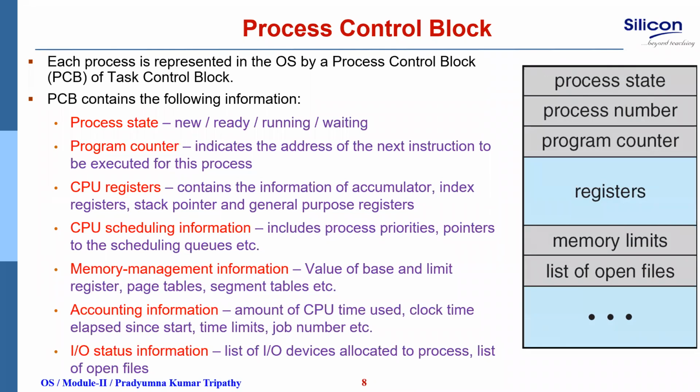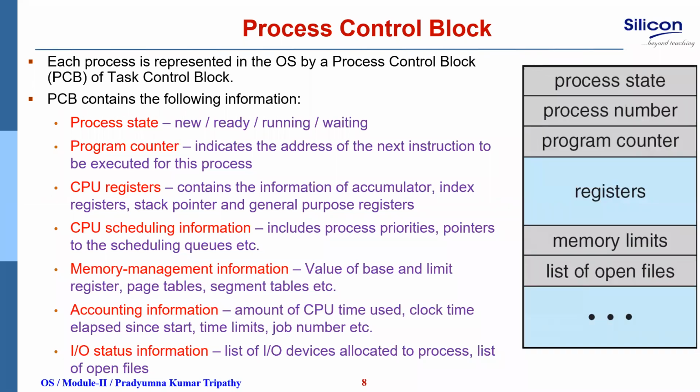What information does the PCB contain? The PCB contains all the information about a process. What are those? The state of the process. We have already read the states of the process: new, ready, running, waiting. So what is the state in which the process currently is? If it is running, the process state must be running. Each state is numbered, and a number is assigned here that represents in which state the process currently is.